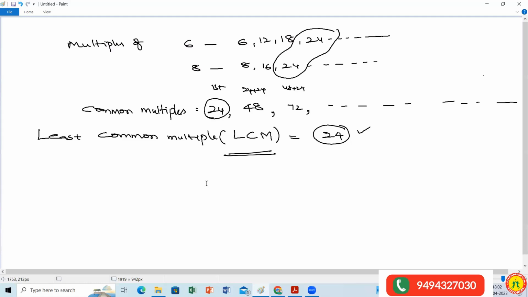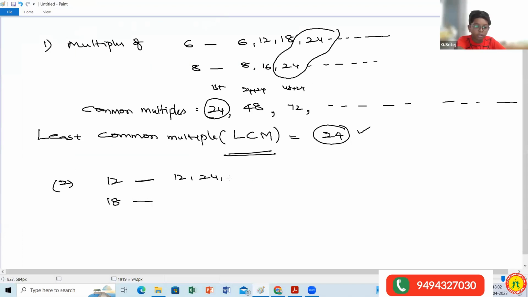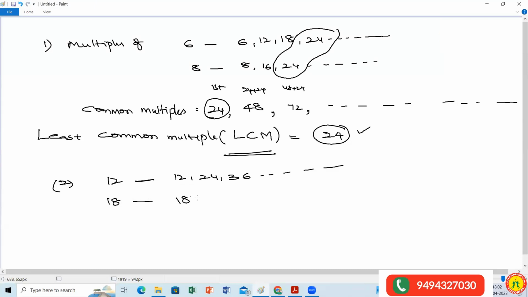Next, 12 and 18. Come on, children, please find out for 12 and 18. What are the multiples of 12 and multiples of 18? Multiples of 12: 12, 24, 36, 48. Multiples of 18: 18, 36. Once I get the first common multiple, my task is over, children. Why? Because I'm writing multiples to find the common multiples for the LCM.